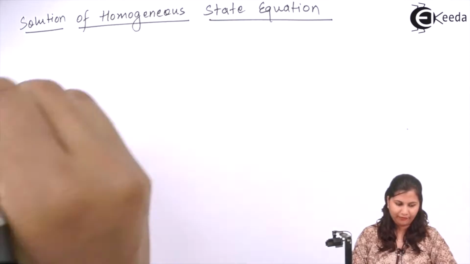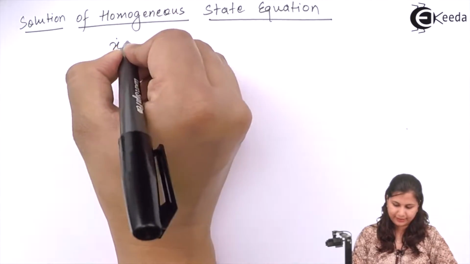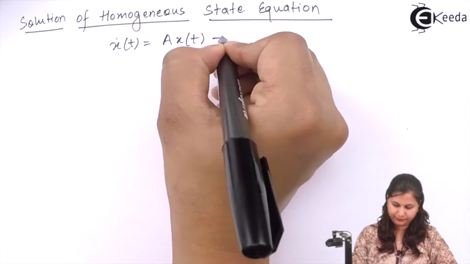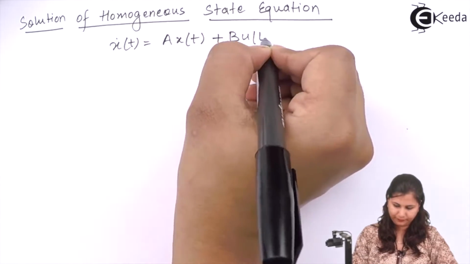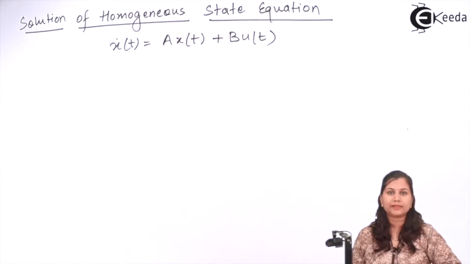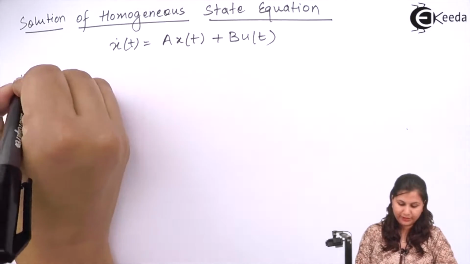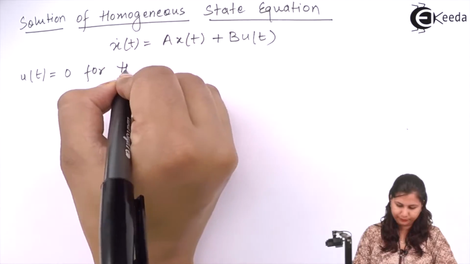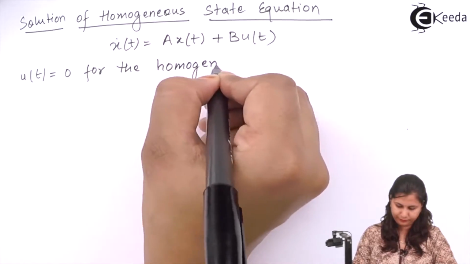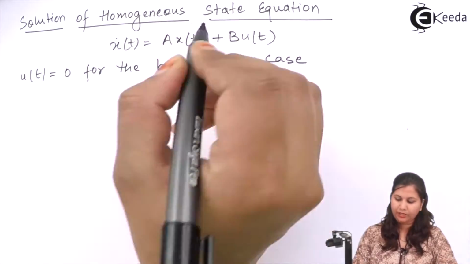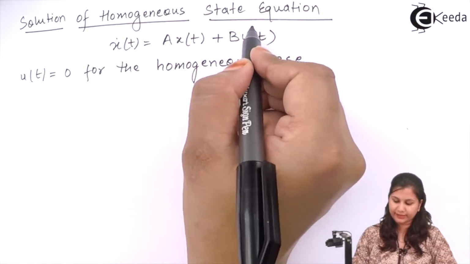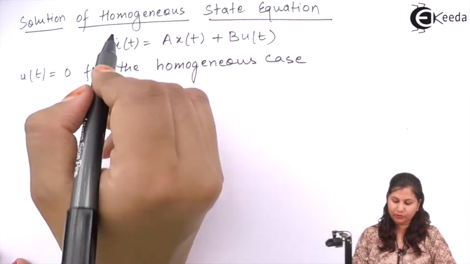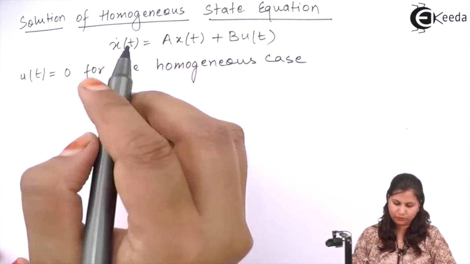Okay, so we have our state equation as x dot t equals A x t plus B u t, and for the homogeneous case u t is equal to 0. Then this term becomes 0 because u t is 0. So x dot t is equal to A x t.